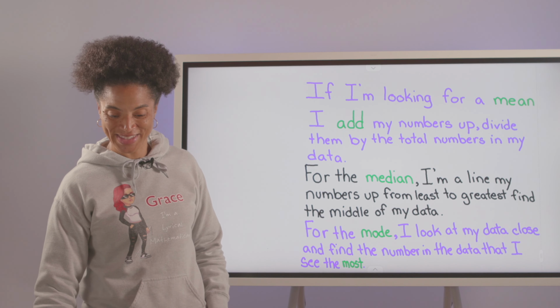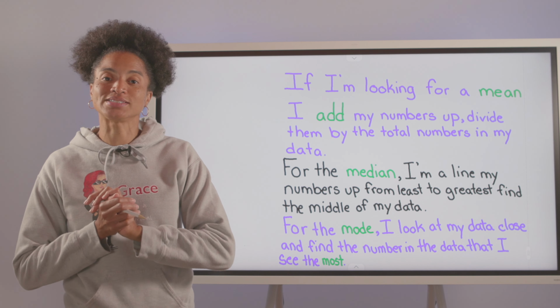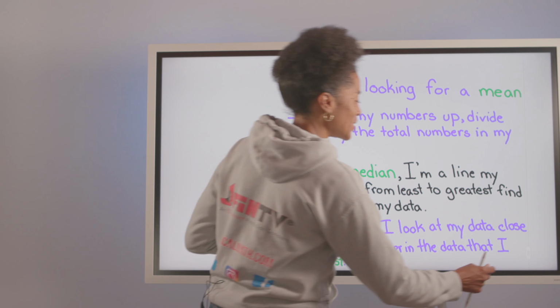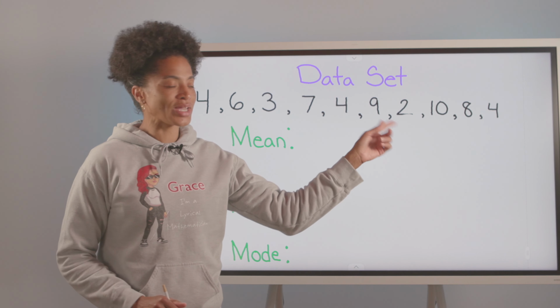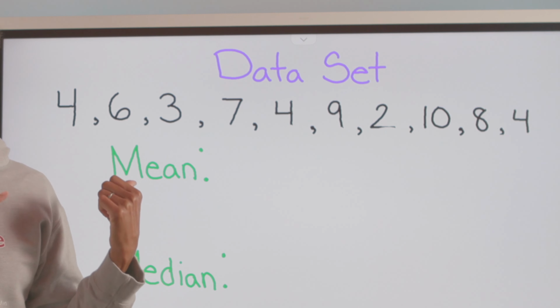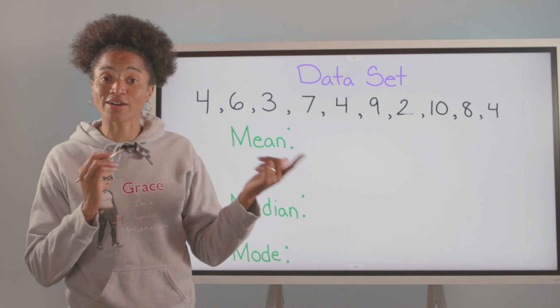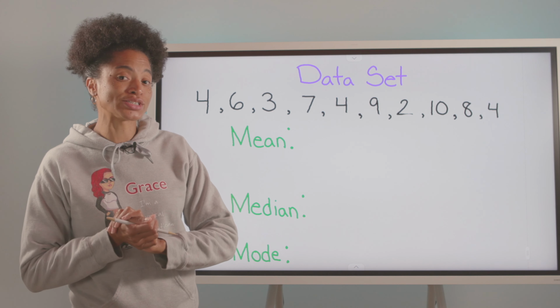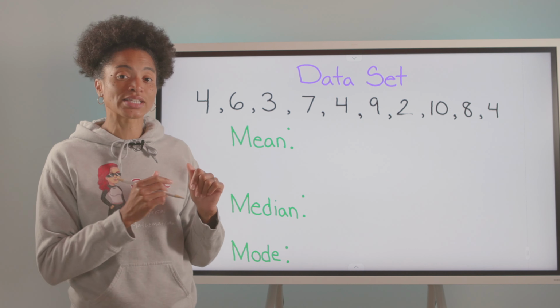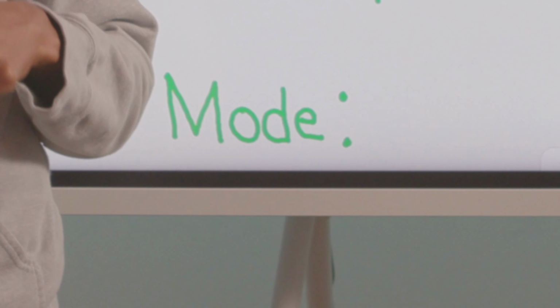All right, let's check out a data set and find the mean, median, and mode of that data set. Here we have our data set. Each number inside of this data set is called a data value. Say that with me. Data value. What we're going to do is refer to the lyrics to find the mean, median, and mode.